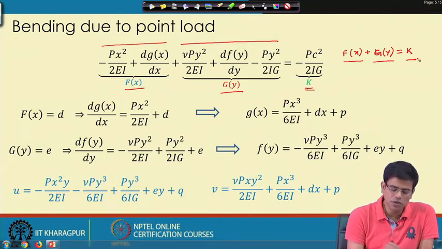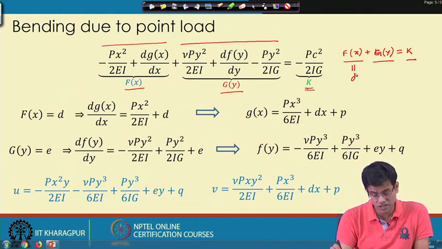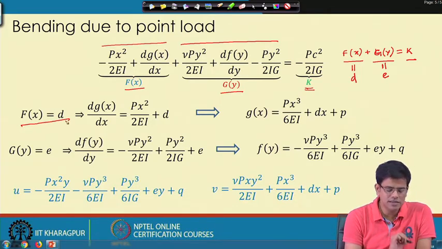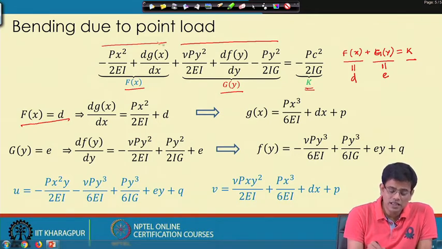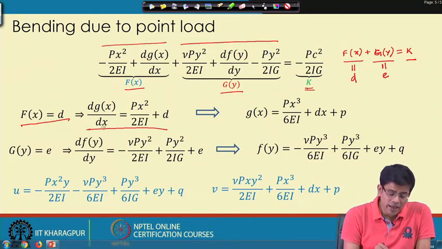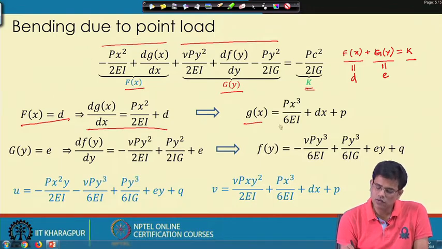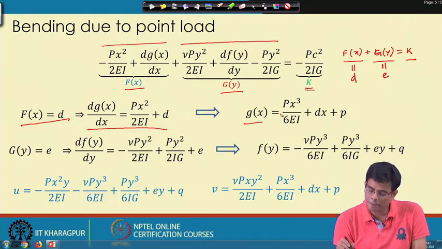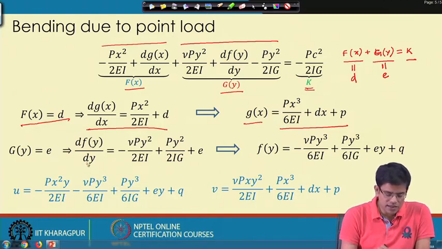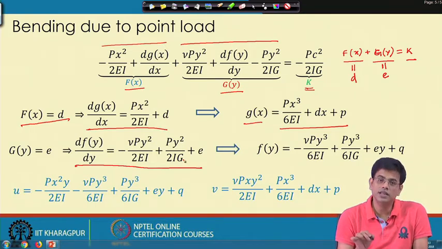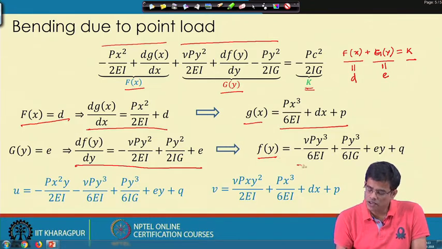So let us assume that function of x is constant, which is d, another constant, and function of y, which is e. Now if we assume that function of x is d, then this term will be constant. Now again, this is a differential equation. If we integrate it, then we get this g(x), which is a one variable function of x. So this becomes this. Similarly, g(y), which is e, we can write as a differential equation. Again if we integrate, we get f(y), which is of this.